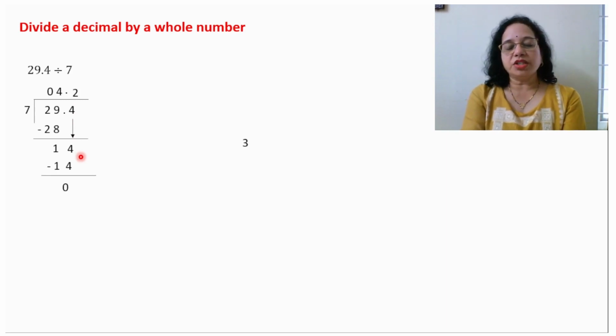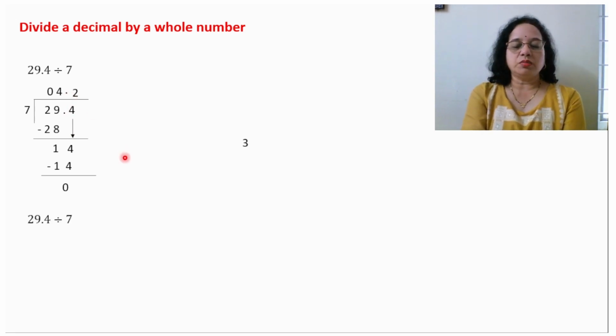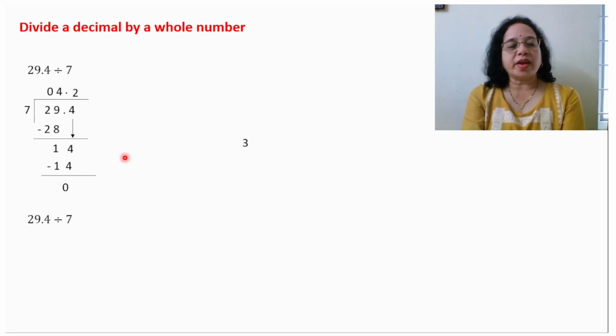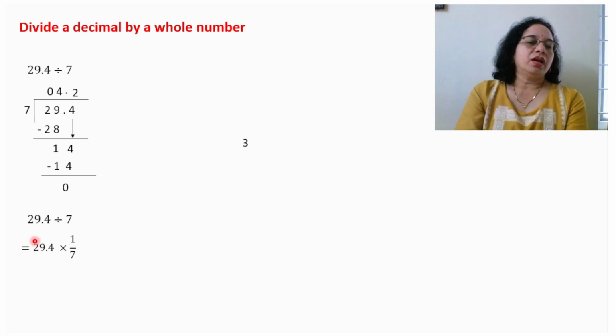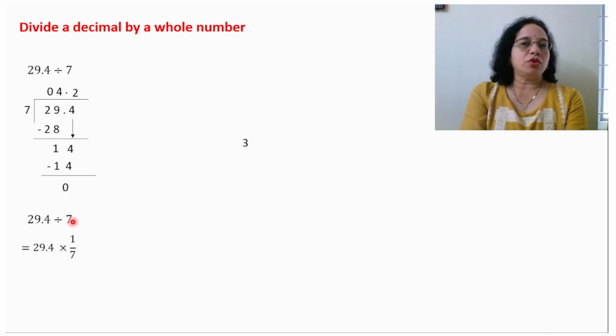The simple division, whatever we are doing, we use the simple method. Only when a decimal is there, we write the decimal in the quotient also. We can solve the same sum in a different way also. So 29.4 divided by 7, we can use the fraction concept. So convert this division into multiplication and take the reciprocal of the number which is just after the division sign. So the reciprocal of 7 will be 1 by 7.